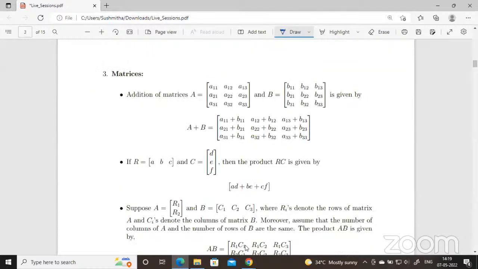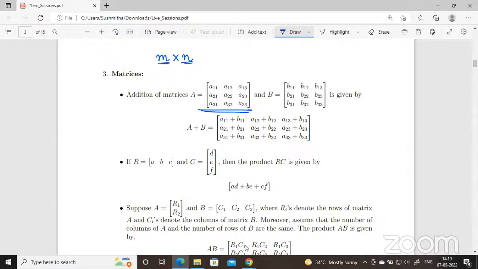Then matrices. Matrices is something which all of you already know. It's just an array of numbers arranged in rows and columns. So what is the order of a matrix? Number of rows and number of columns. The order of a matrix is the number of rows cross the number of columns. So you first write the rows and then write the columns.